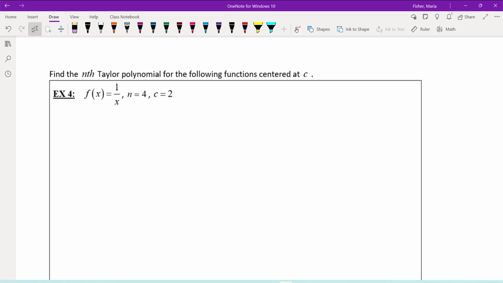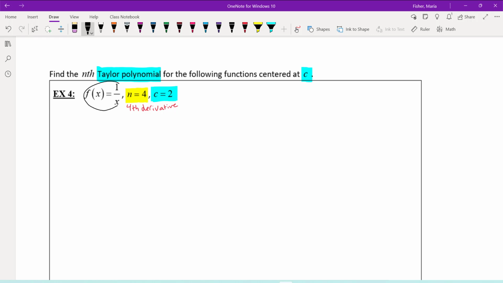Let's look at the last two examples where we're finding the nth Taylor polynomial for the following function centered at c. This time, it's a Taylor polynomial. It's centered at c, so we'll be given what we're centered at. It won't be 0. This is a fourth degree polynomial, so I know I need to go down to the fourth derivative. Let's make that table to organize ourselves.